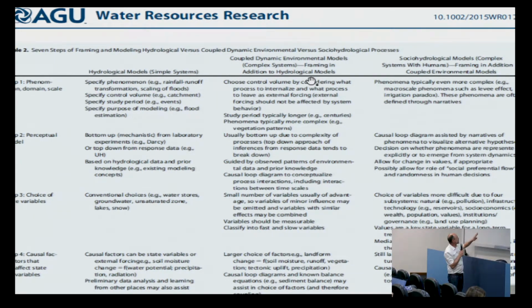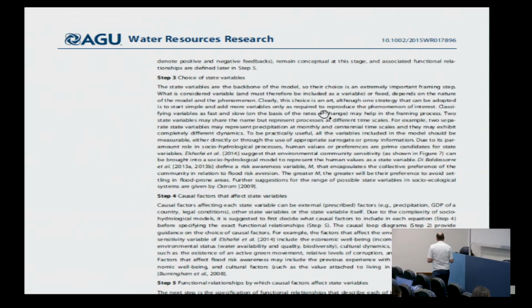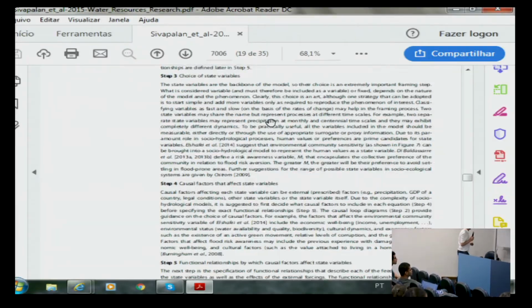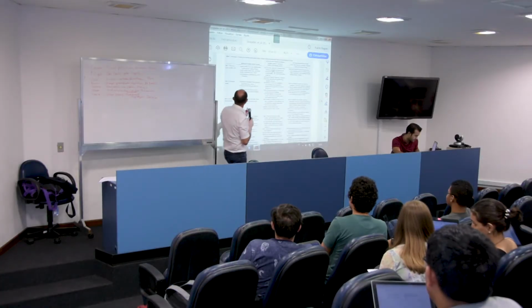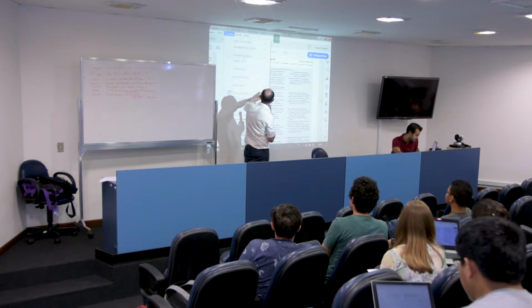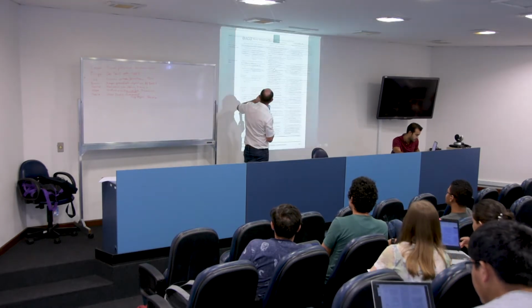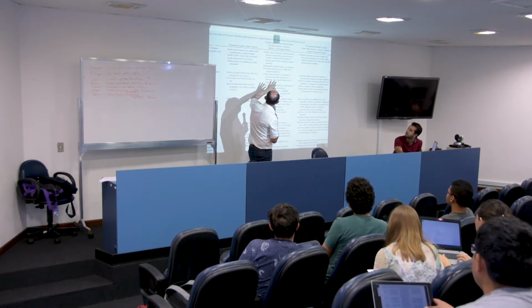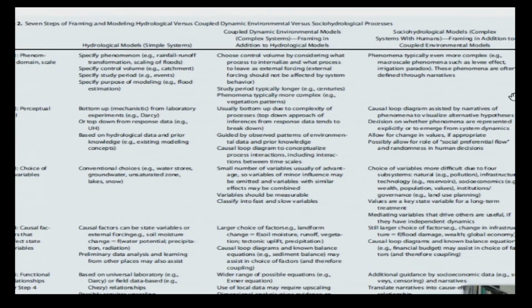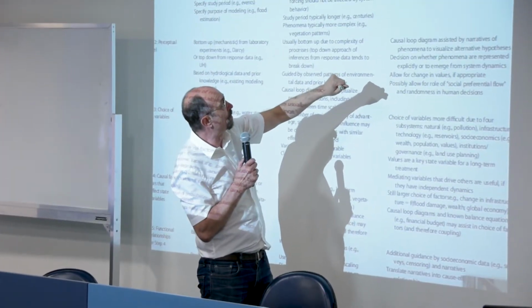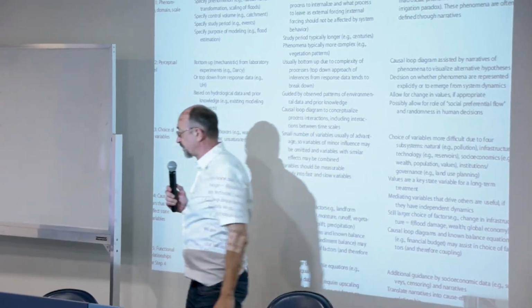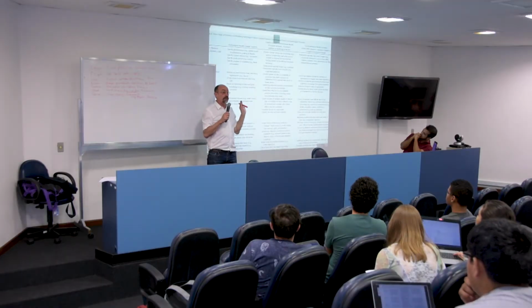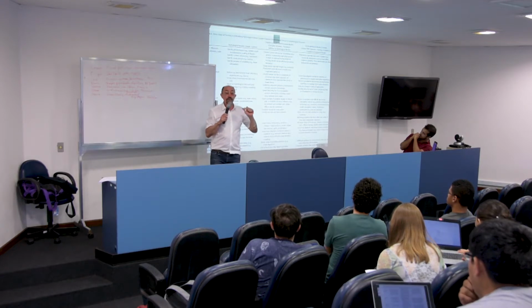So in the first step, the left column was about the hydrological model, and the middle column was about the socio-hydrological model, the control volume. Choose the control volume by considering what processes are internalized and what is external. Phenomena are typically even more complex in sociological processes than for hydrological problems, of course. Okay, first step. You okay with that? First step. Now we move on to the second step.